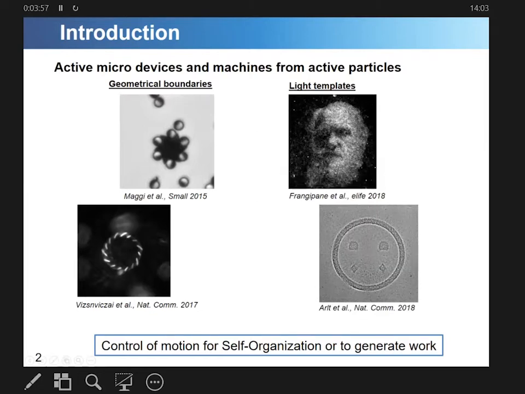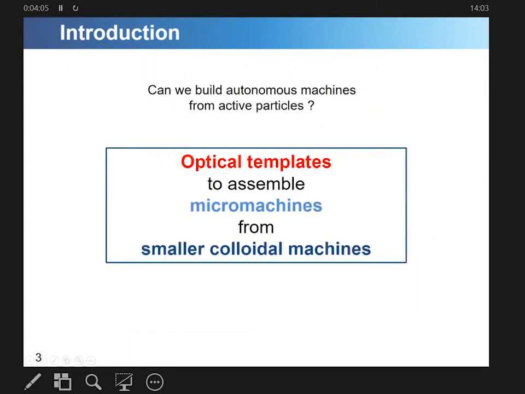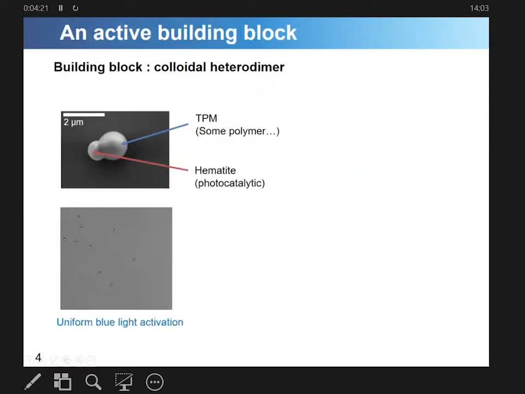So you have all these great works that show that you can actually control the motion of the bacteria to generate work or to build some kind of self-organized pattern. But what we were interested in is to see if we can now use active particles and assemble them into specific machines. And as I'm going to show you in this talk, what we can do is use optical templates, again, to assemble these micro machines from smaller colloidal machines, which are the active particles.